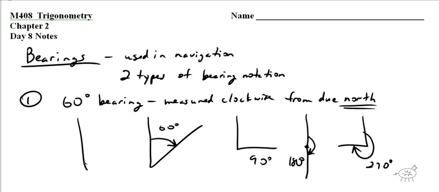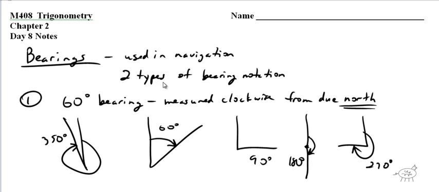I can even do this. I can say this bearing, this is a 350-degree bearing. So it's almost going back to due north, but it's going clockwise. The biggest I can say is a 359.9999999-degree bearing, and you go almost all the way around. Okay? So that is the first kind of bearing.